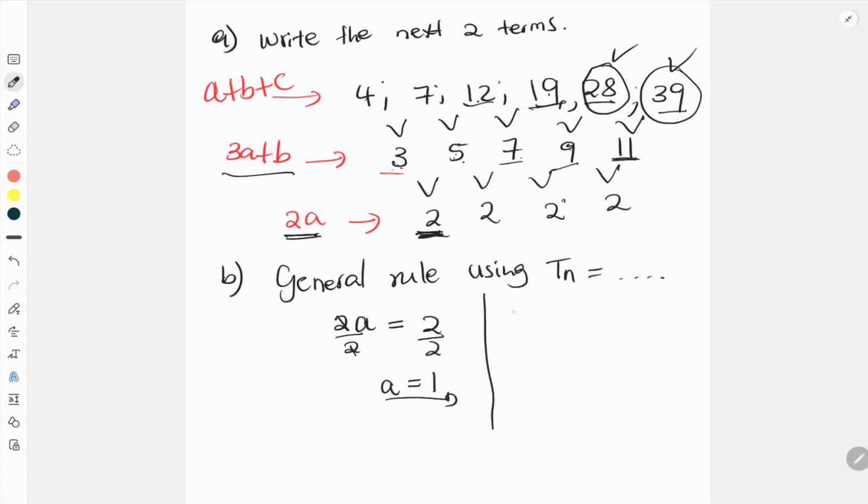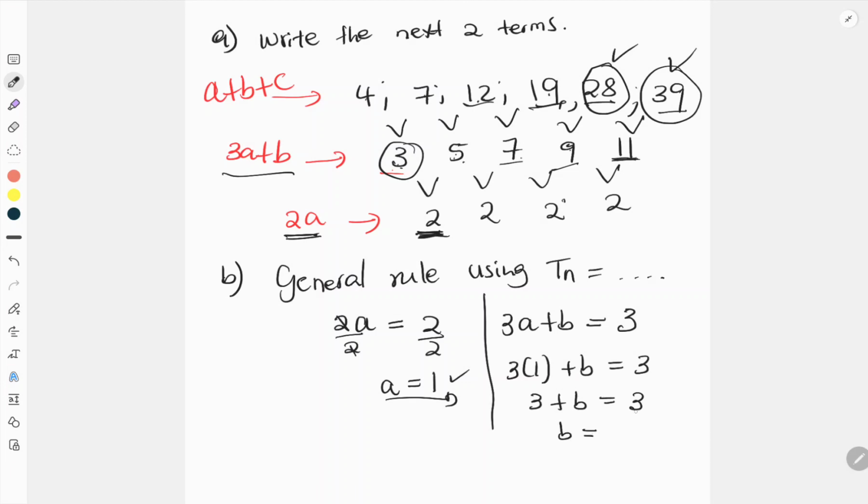Still, you say 3a plus b. You equate to the first number there, which is 3. Then you already got your a. Then it's going to be 3 times 1 plus b is equal to 3. Then it's going to be 3 plus b is equal to 3. Then you transpose, or you use additive inverse. Then b is equal to 3 minus 3, which is 0.